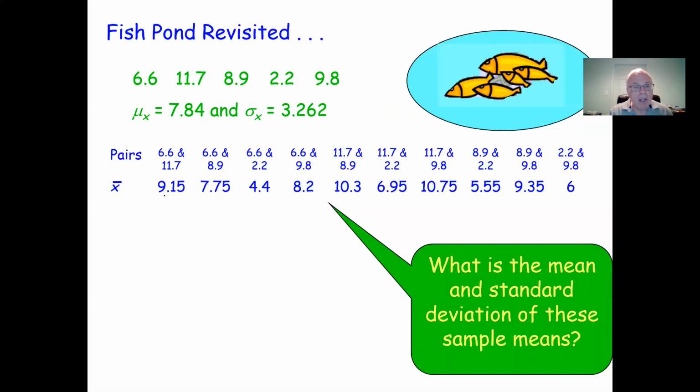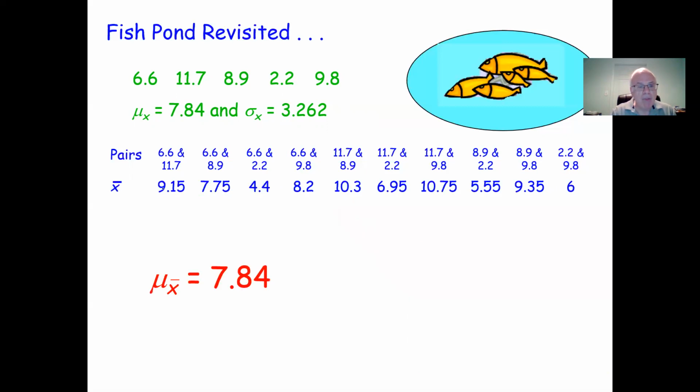So when we do that, look at how they write the mean here. They use mu, which is a population symbol for a mean, but they use x bar here: mu x bar. That is, we're finding the mean of all the different sample means, averaging all 10 of these sample means. We get 7.84 inches. That's called the mean of the sampling distribution of means.